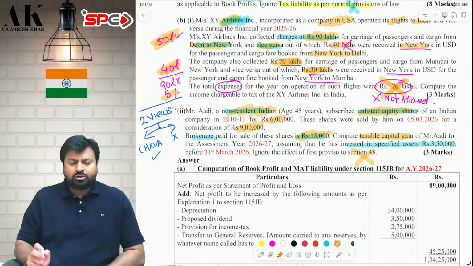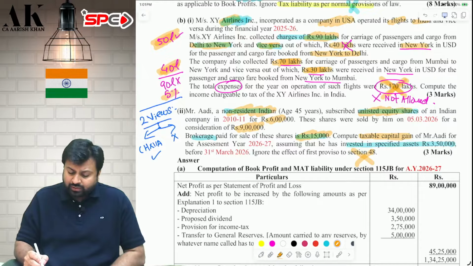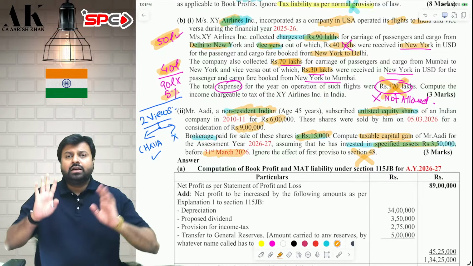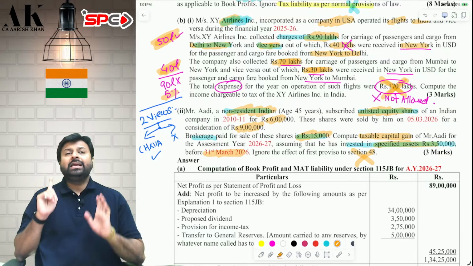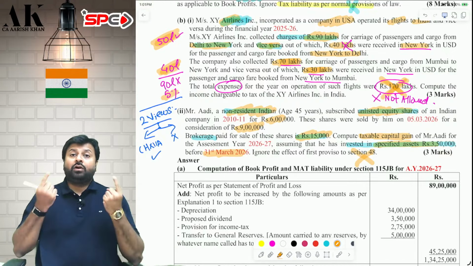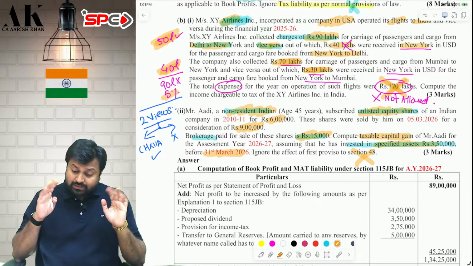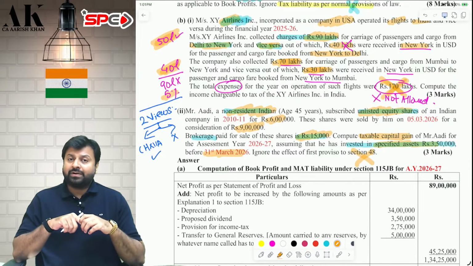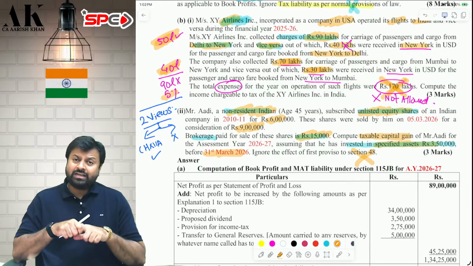Now you are supposed to compute the taxable capital gains of Adi. Ignore the first proviso to section 48. Don't consider the first proviso to 48. Assume that Adi has invested in the specified assets before 31st March. Now you can assume two things. Adi has purchased the shares in foreign currency. See, how Adi has purchased the shares is not given. Whether Adi has purchased the shares in foreign currency or Indian currency, I don't know.